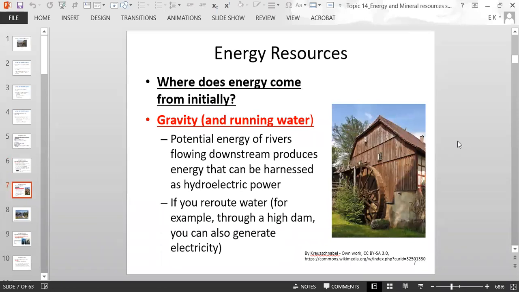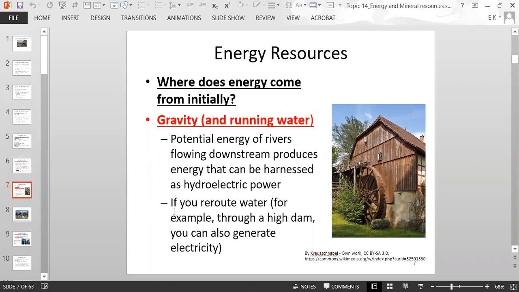And we have gravity and running water. So we have potential energy stored in rivers that flow downstream. And then we can actually harness that energy as the river water flows downstream. You can harness that as hydroelectric power. Now, in this case, you could also reroute water so that it starts at a higher point and then it goes through this water wheel. And then the spinning of the wheel will generate electricity. So that's hydroelectric power.